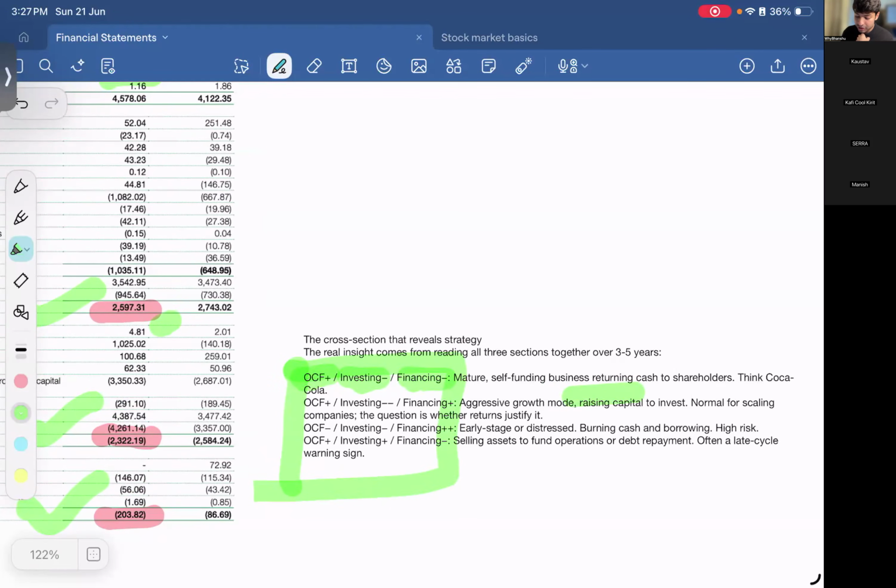You get money from operations. What are you doing with that money? Well, you're investing it back in to get more plants up and running, and you're paying some interest as well. You can also have a case where your operating cash flow is positive.